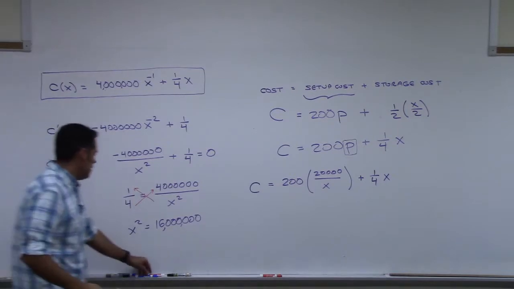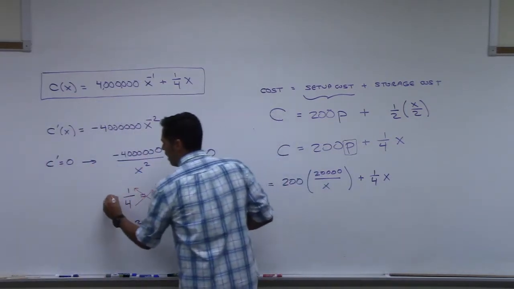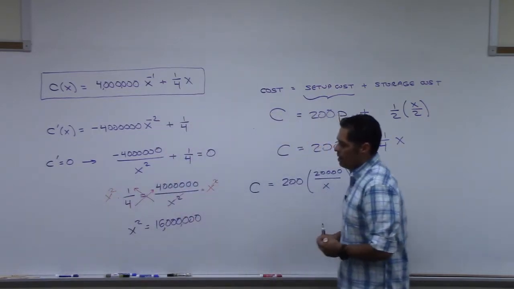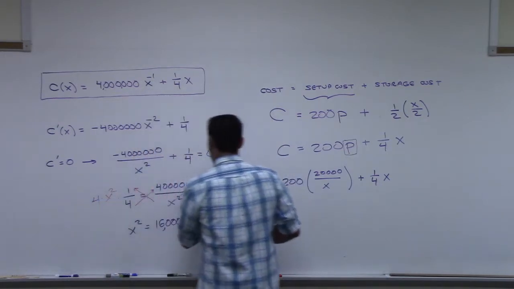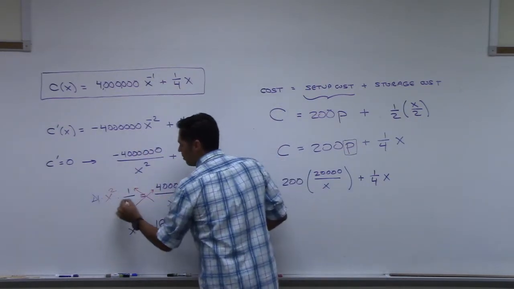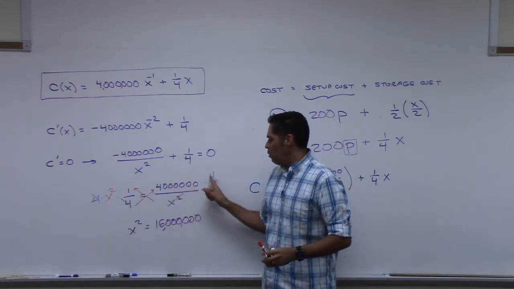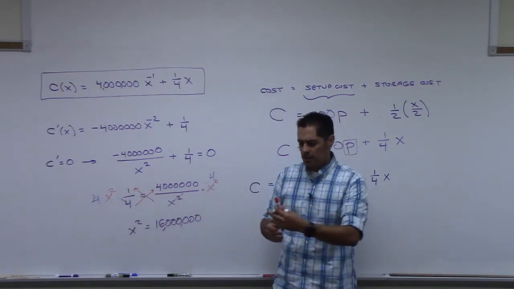What you're really doing here, technically, is you're multiplying this side by x squared and this side by x squared, and then the x squareds are canceling here. And then you're multiplying both sides by 4, 4 here and 4 here, and the 4's cancel here. So at the end of the day, what you're really doing is multiplying this by 4 and that by x squared, which is the same as cross multiplying.